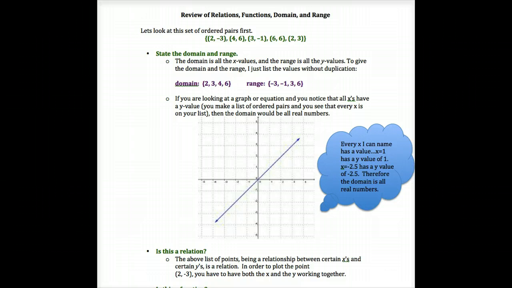If you were looking at a graph or an equation and you notice that all of the x's have a y value, let's say you make a list of all the ordered pairs that you see on the graph, and every x is on your list, that means the domain would be all real numbers. So for example, 0 has a match, it's 0. 1 has a y, and it's 1. 2 has a y, 2. 3 has a y, 3. 4 has a y, 4. And so forth. Then this is an example of all real numbers. Every x that I can name has a value. Therefore, the domain is all real numbers.